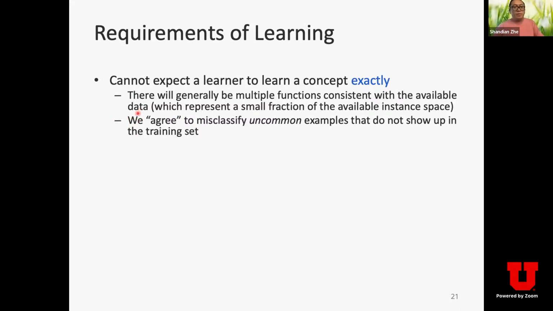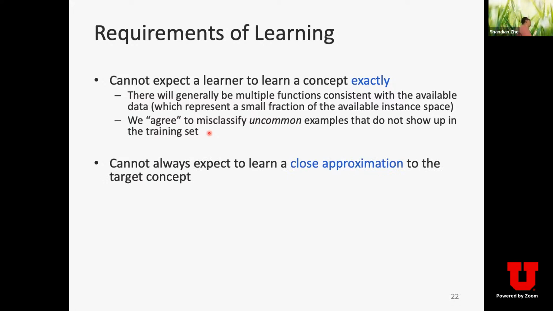So here, we agree to misclassify some uncommon examples that do not show up in the training set. It's still because of the finite training data issue. Your whole instance space, in many cases, won't be discrete. It could be continuous. That means no matter how many examples you draw, you won't be able to cover the entire space. So it's possible that some uncommon examples will never show up in the training set, and you make mistakes. In that case, we first need to give up the expectation that our algorithm learns a target function exactly.